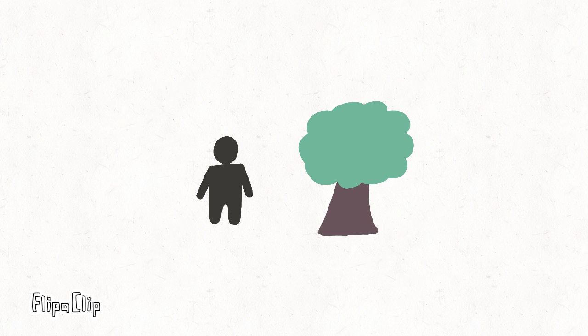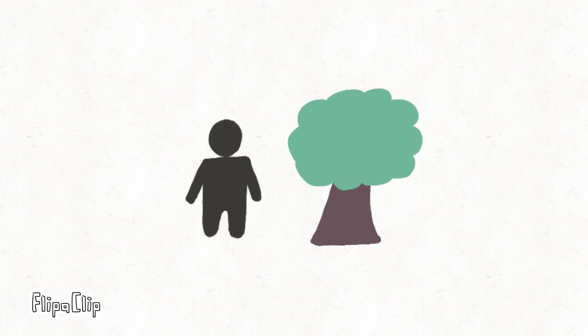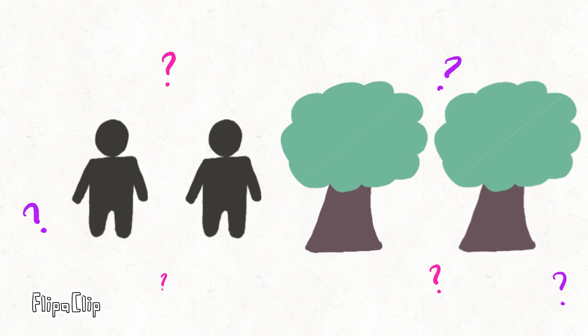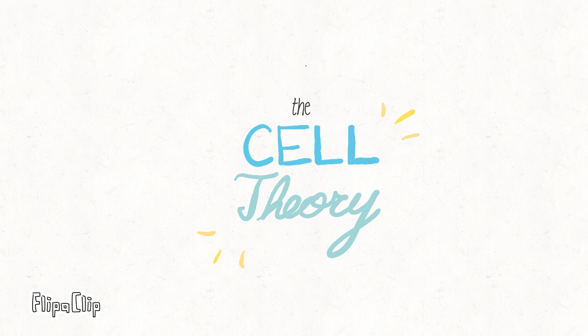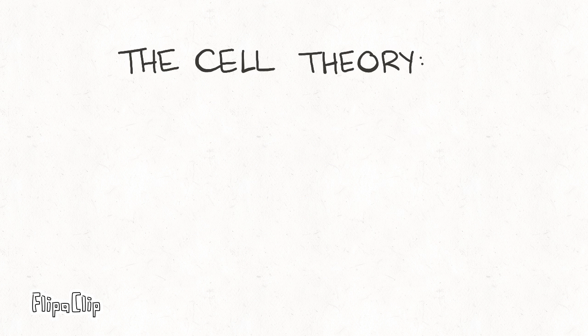Living creatures on Earth, like you and me, are constantly growing and reproducing. But how exactly are living things able to carry out these functions? Well, to explain that, we must start with the cell theory.